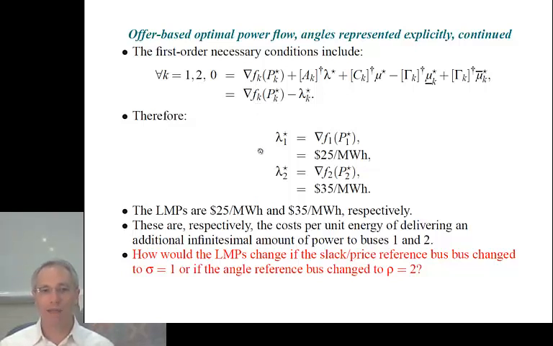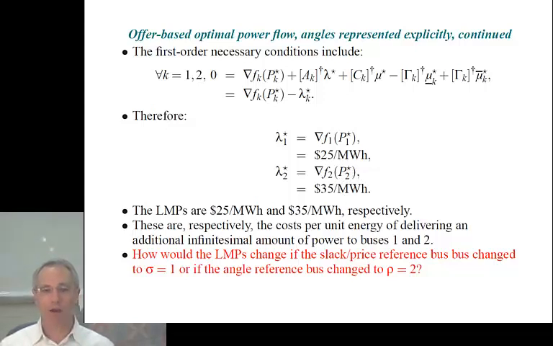So for generator 1, that tells us that lambda 1 star is equal to $25 per megawatt hour, the offer from generator 1. At bus 2, this relation tells us that lambda 2 star is equal to the offer at generator 2, or $35 a megawatt hour.